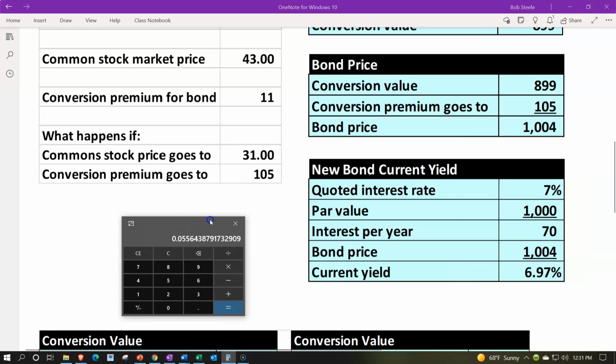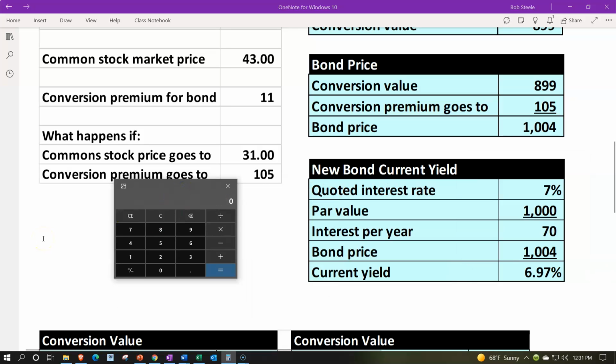Let's put that in the trusty calculator again. Calculator's like, that's my job. That's where I come in. Bring me in to the ball game.